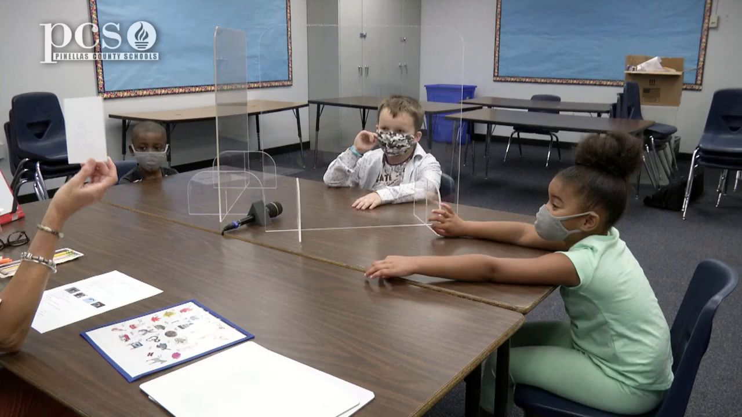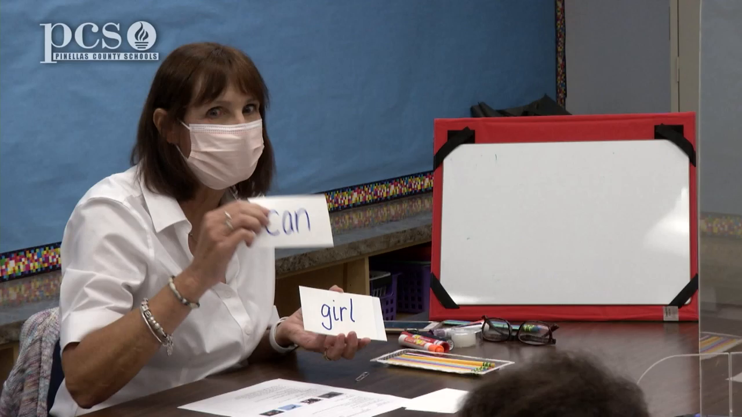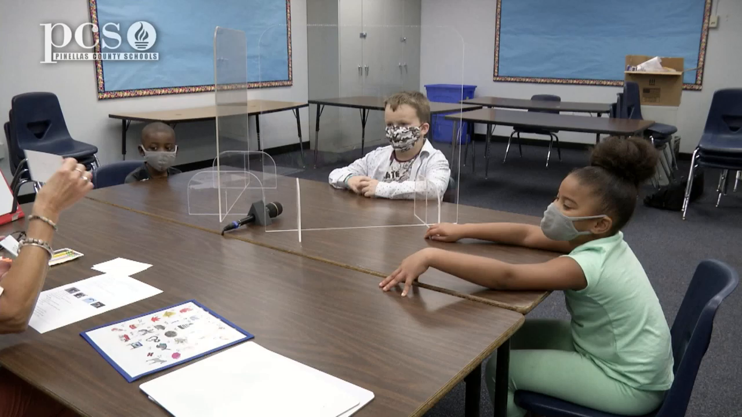Dylan, you know this word? Got. This word is get. Can you say that? Get. Okay. We might want to use that word. What's this word? Can. Might want to use this word. This word is girl. Girl.